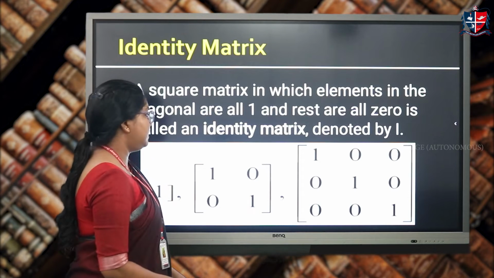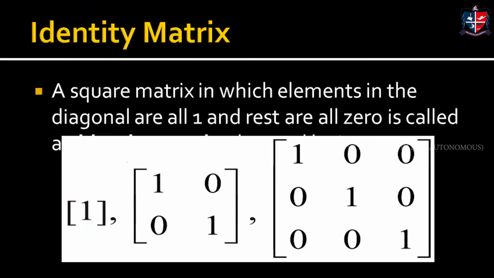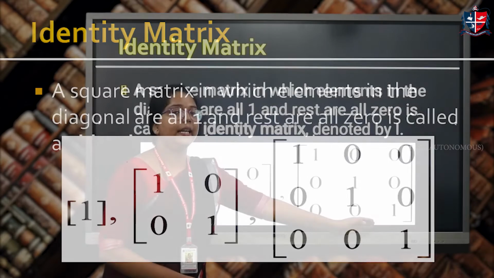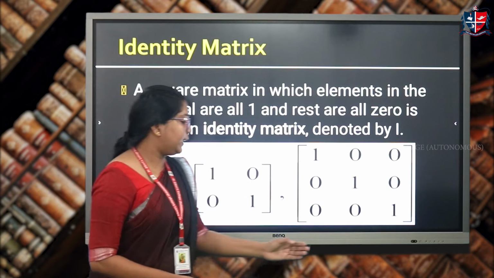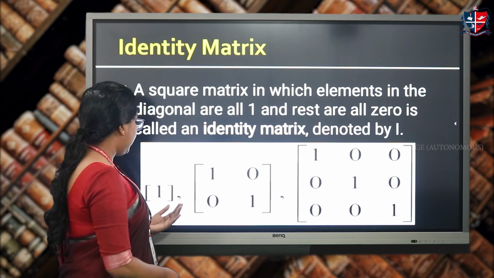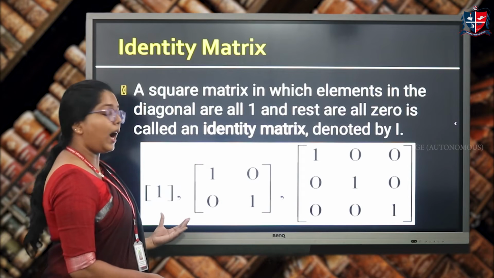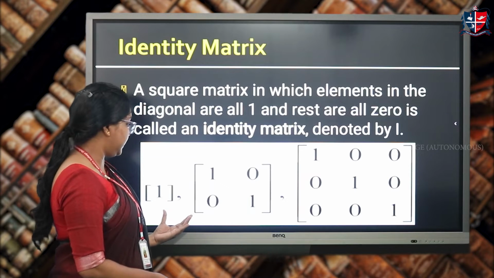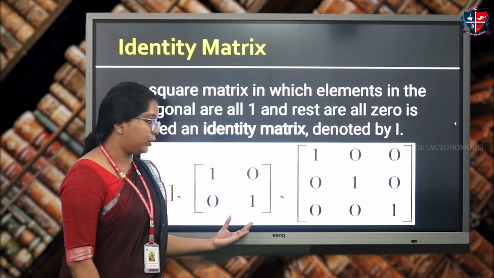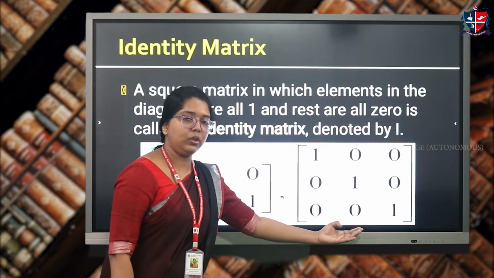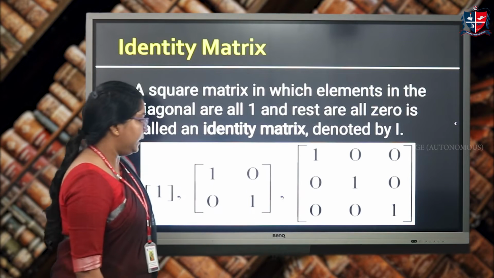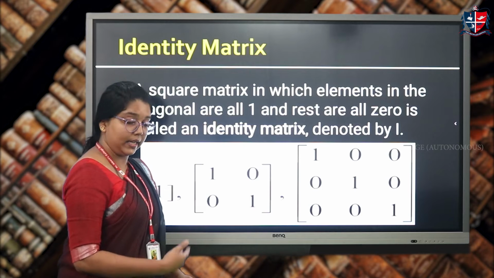As the name suggests, an identity matrix means the diagonal elements are 1. That is, this is a scalar matrix, but instead of k, it is 1. That is, k is equal to 1. Here I have taken 3 orders of matrices: the identity matrix of order 1, of order 2, and of order 3. As you can see, this is a scalar matrix.